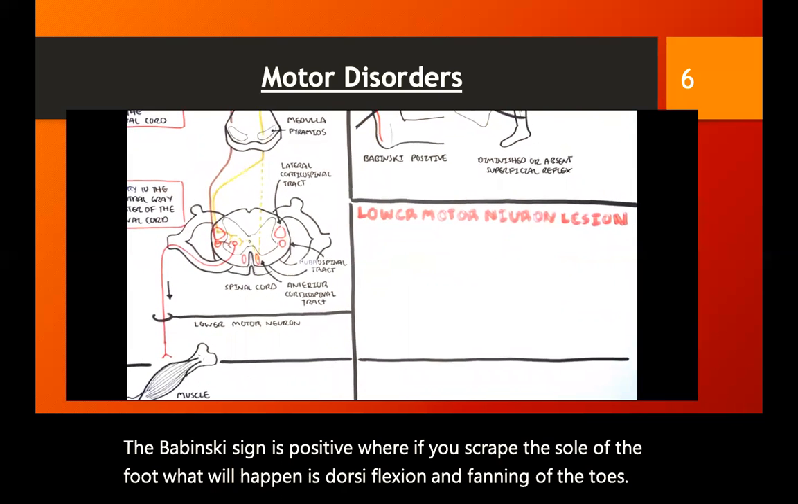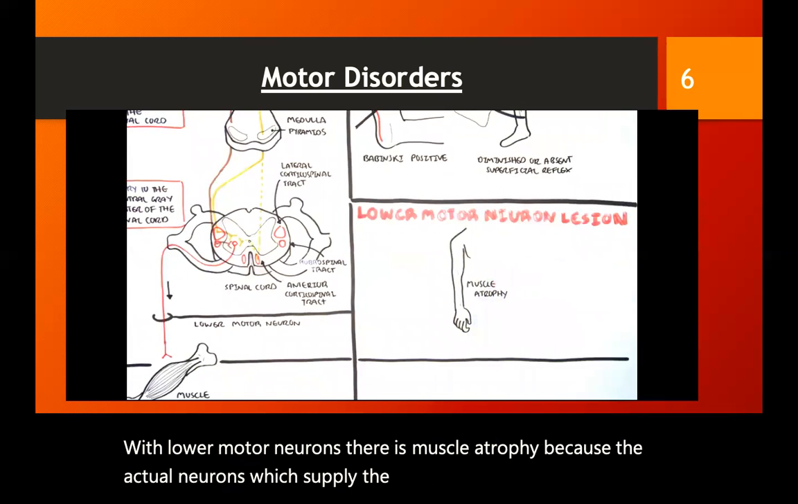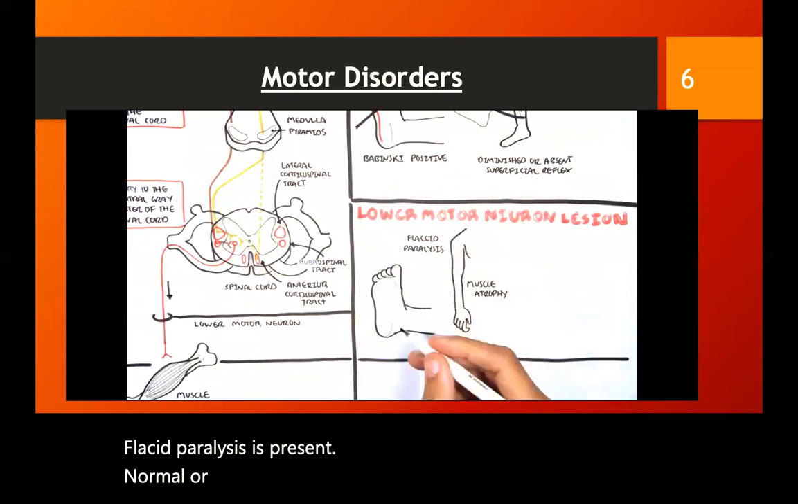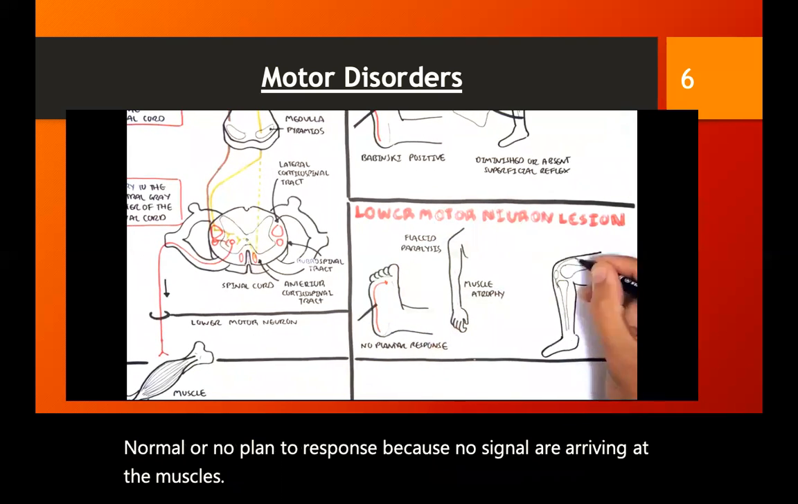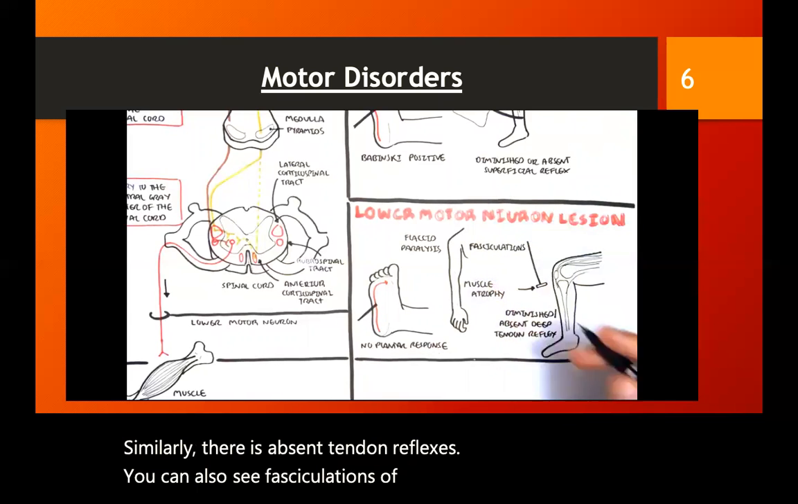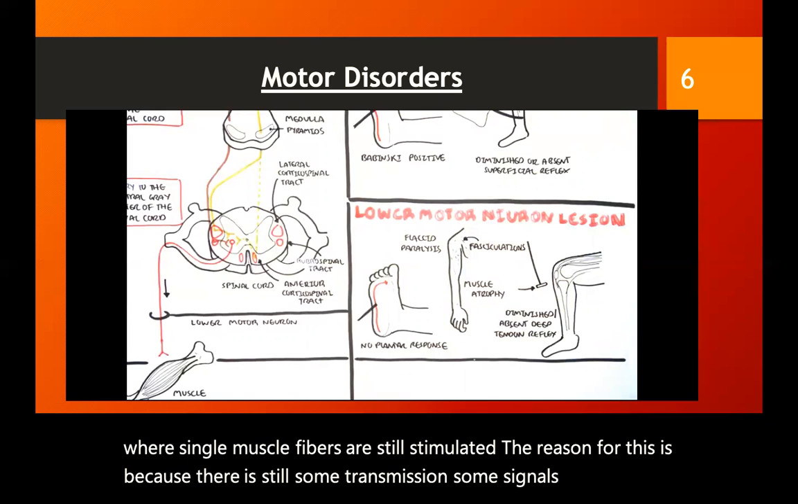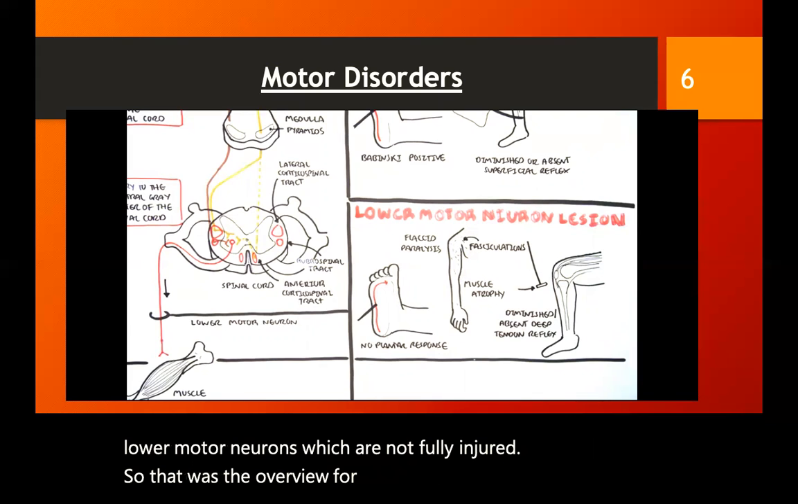With lower motor neurons, there is muscle atrophy because the actual neurons which supply the muscles are not getting there. Flaccid paralysis is present. Normal or no plantar response because no signals are arriving at the muscles. Similarly, there are absent tendon reflexes. You can also see fasciculations of the affected muscle. This is where single muscle fibers are still stimulated. The reason for this is because there's still some transmission, some signals from lower motor neurons which are not fully injured. So that was the overview for upper and lower motor neuron lesions.